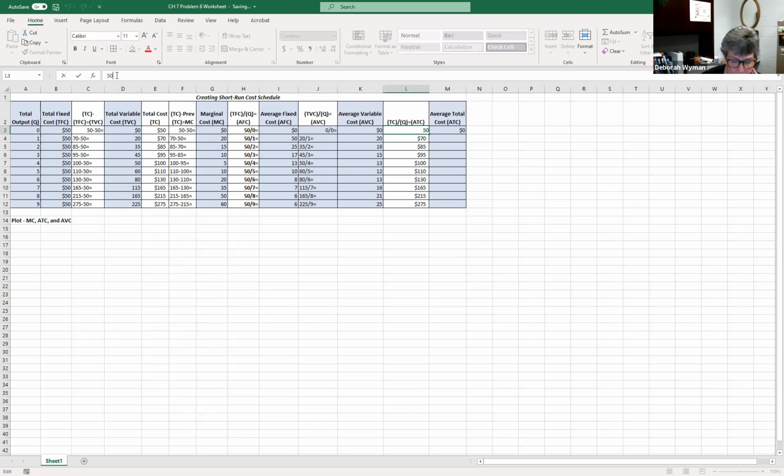So we have 50 divided by 0 equals 0. 70 divided by 1 equals 70. 85 divided by 2 equals 43. 95 divided by 3 equals 32. And 100 divided by 4 equals 25.